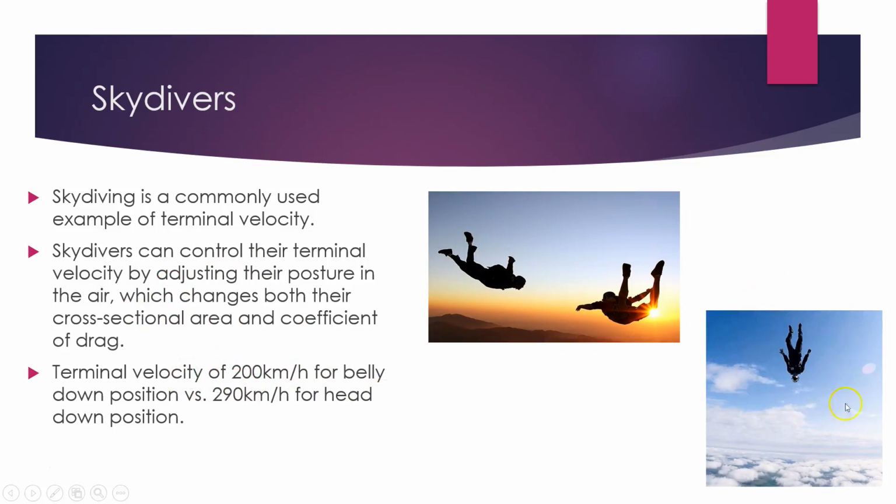On the other hand, if you're an extreme skydiver, you might do this, and you just put your head down and fall like that. Obviously, by doing that, you're reducing your cross-sectional area because you're just going head down, and you're also more streamlined like that as well. So reducing cross-sectional area and reducing your coefficient of drag will result in a much higher terminal velocity. So for head down, you're looking at more like 290 kilometers per hour for a skydiver. Okay, so I just thought I'd mention that. It's a commonly used example of terminal velocity, and one that you will see in your workbook and in your textbook. All right, so that's me done.